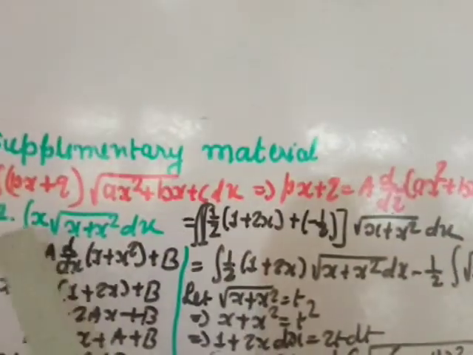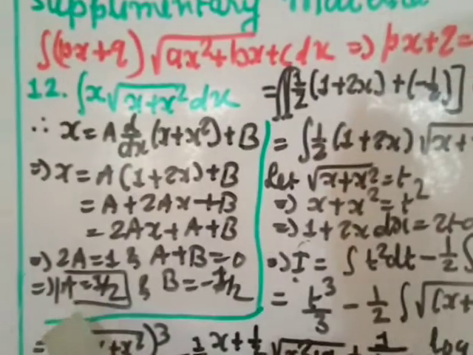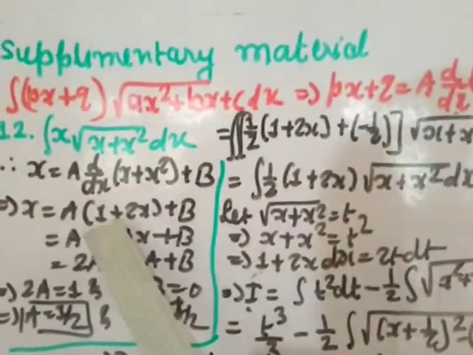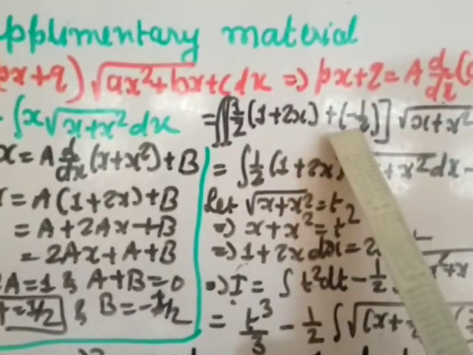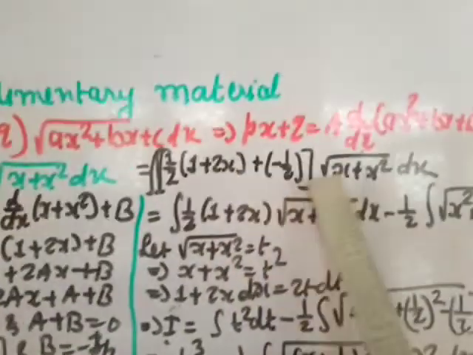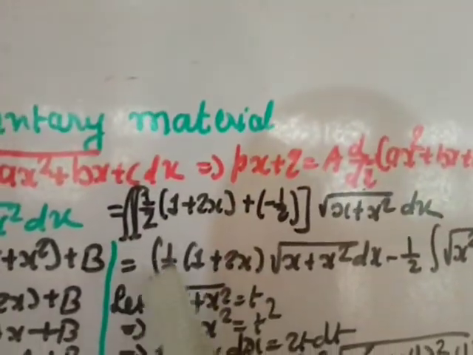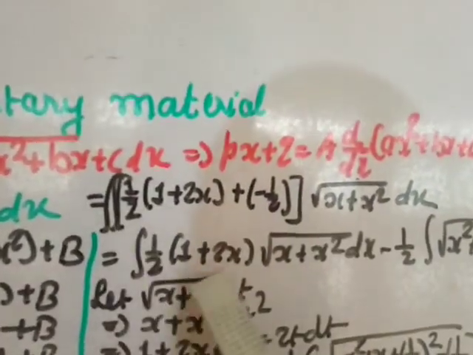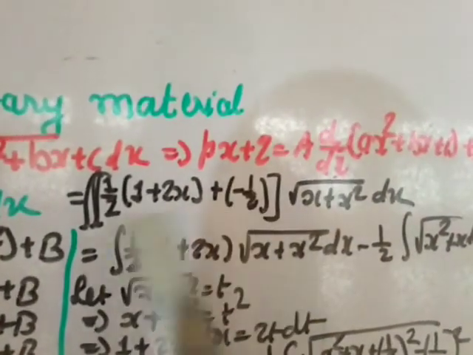Okay, so now let us place this value in this integral. Instead of x you are going to put this value. So instead of A, I am putting the value 1 by 2 and this one (1 plus 2x). So 1 plus 2x plus B value is minus 1 by 2, and this square root term as it is, square root of (x plus x square) dx. Now multiply inside. So 1 by 2 integral (1 plus 2x) and this I am multiplying, minus integral also I am separating, 1 by 2 integral of this.